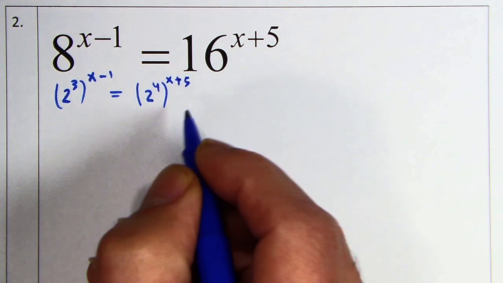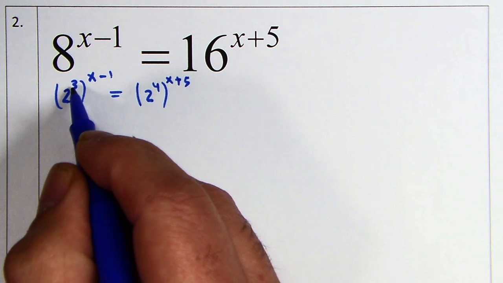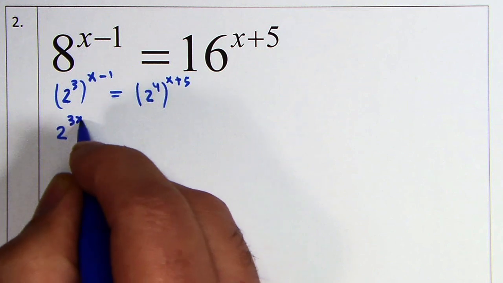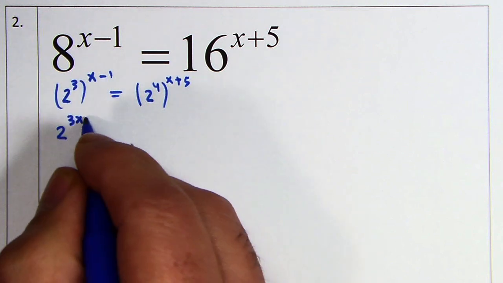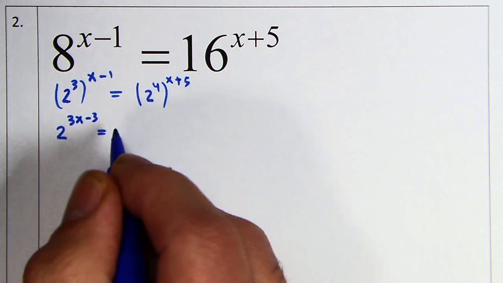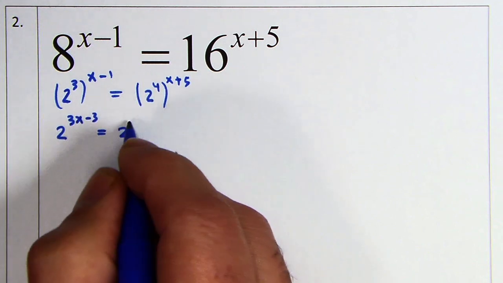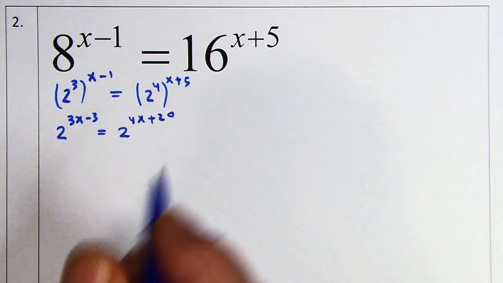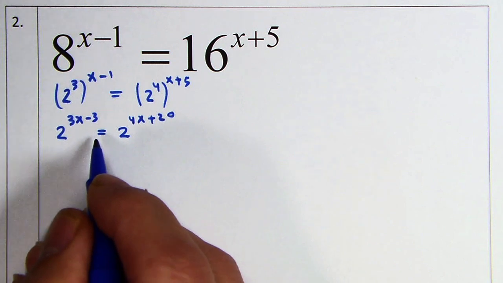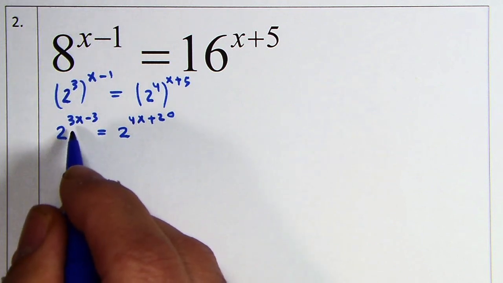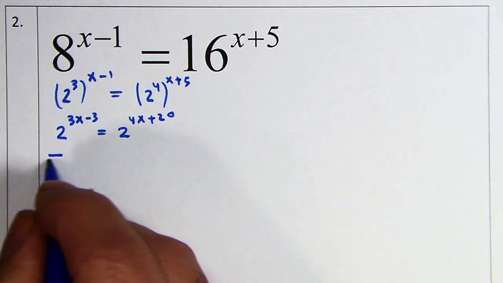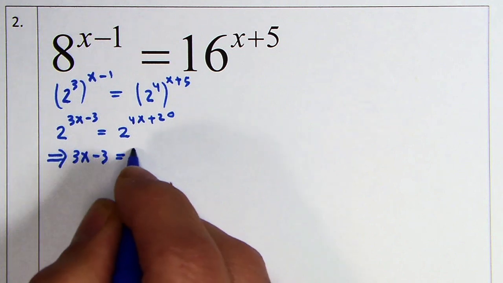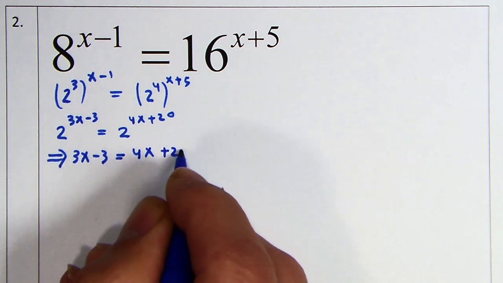Just like the previous problem, we need to multiply m times n, and that will give me 2 to the power 3x, 3 times x, 3 times minus 1, negative 3, equals 2 to the power 4 times x, 4x, plus 4 times 5, 20. Since we have the same bases, we could say that the exponents will be equal. That implies that 3x minus 3 equals 4x plus 20.